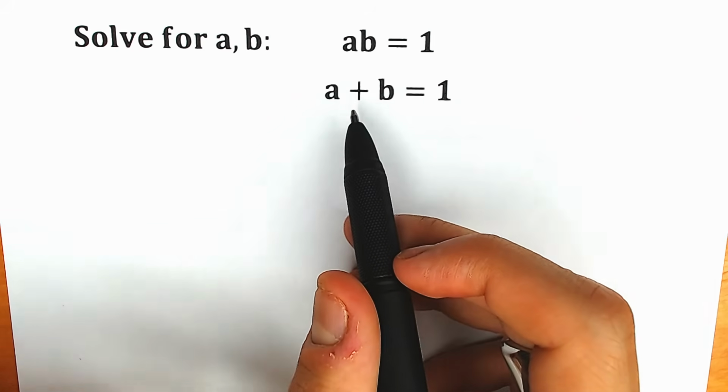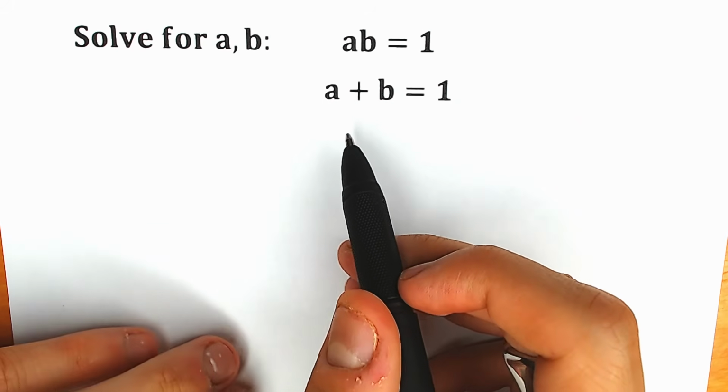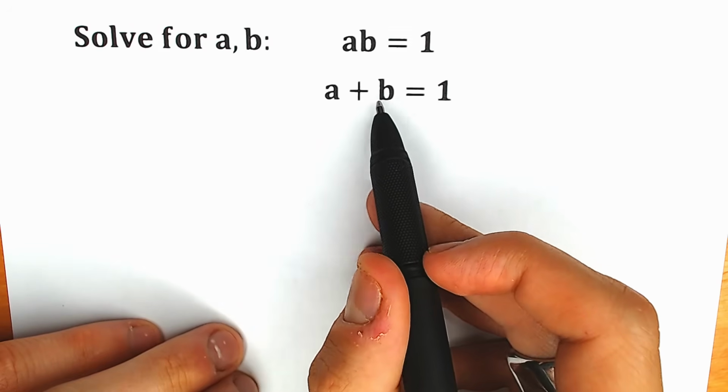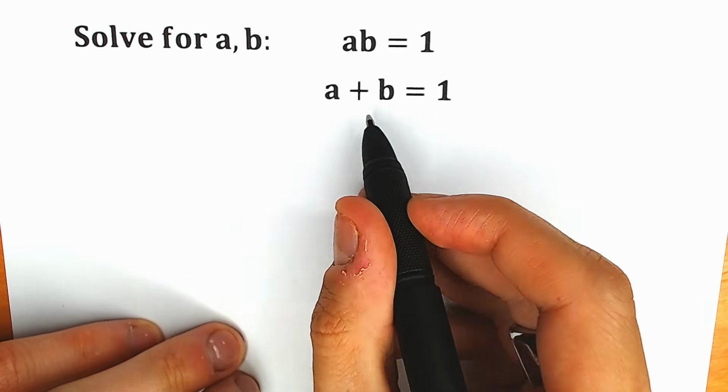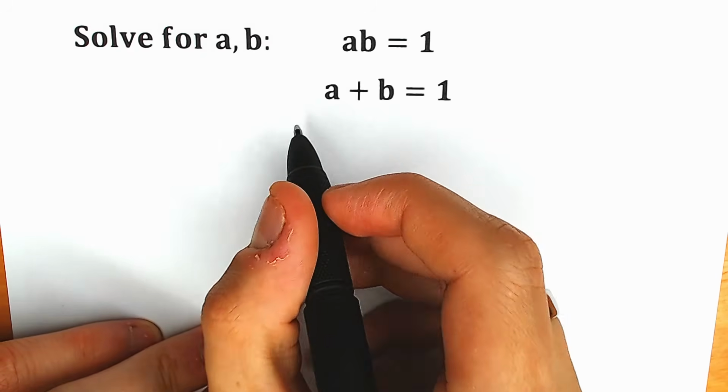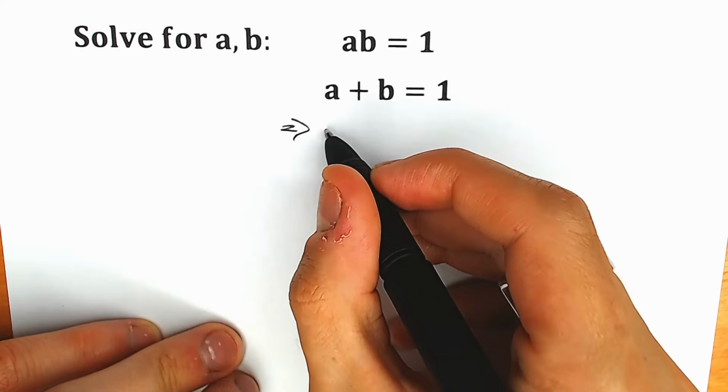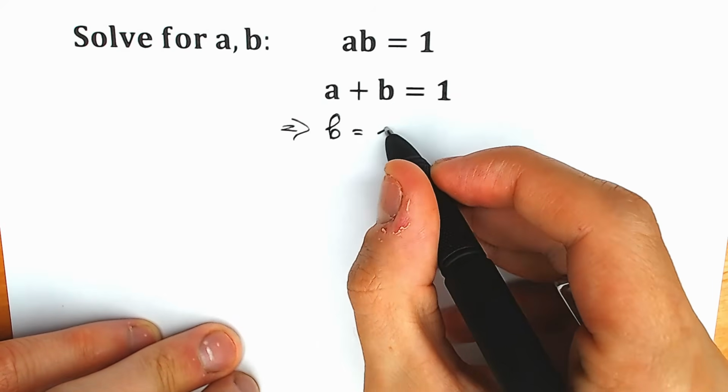Okay, so if you look closely, this is a basic algebra system of equations. First of all, we can easily express b from the second equation. So b is equal to 1 minus a. Let's do this right now. So b is equal to 1 minus a.